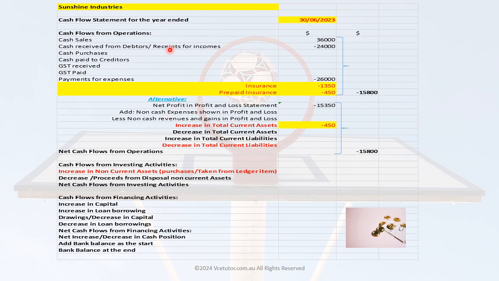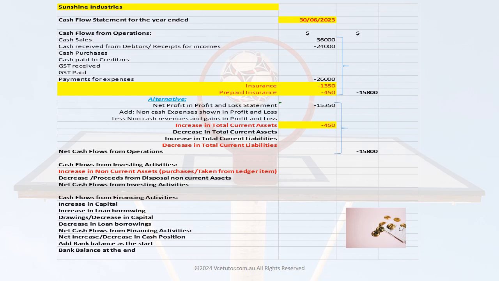Decrease in total current assets is equal to a decrease in assets, which is leading to a cash inflow. So a decrease in total current assets here should be a positive cash inflow. Increase in current liabilities: if we increase the liability, that means we get more money in, so it should be positive. Decrease in total current liability is cash outgoing. So taking all these items, the net amount is the net cash flow from operations.